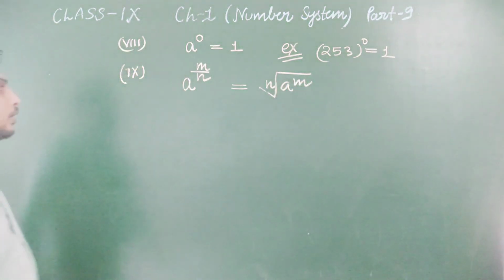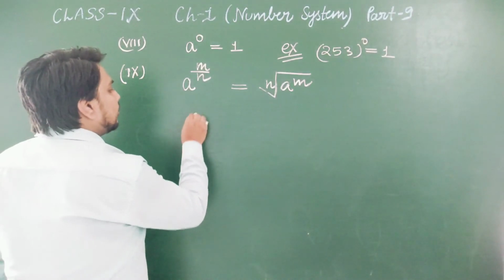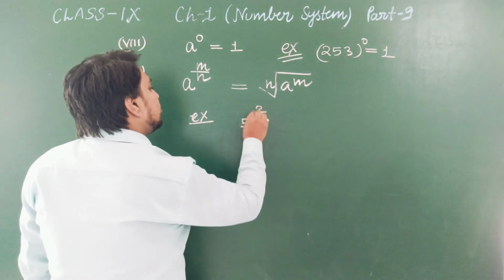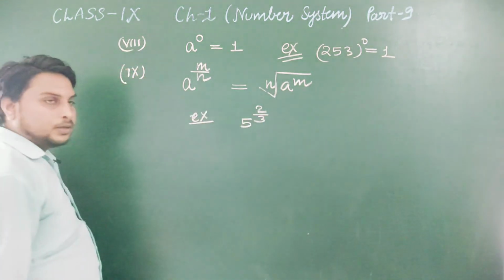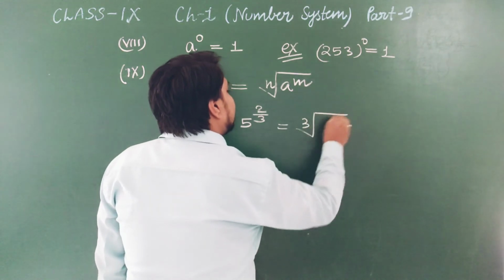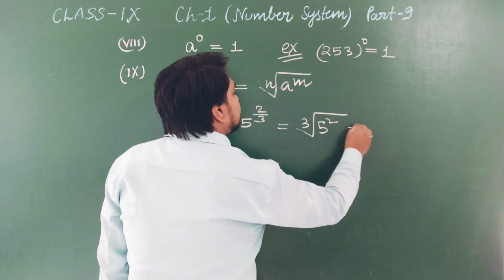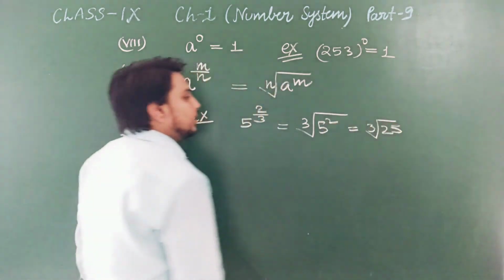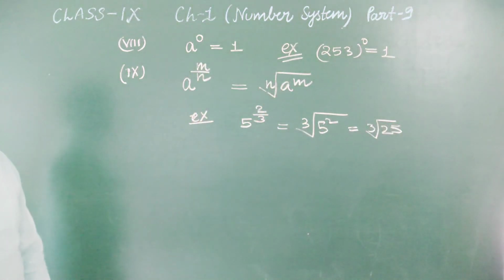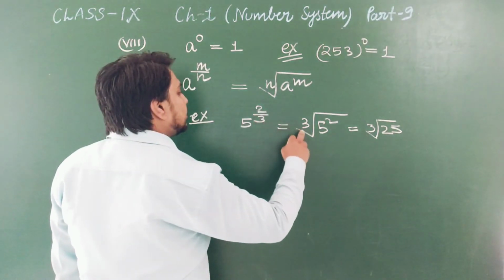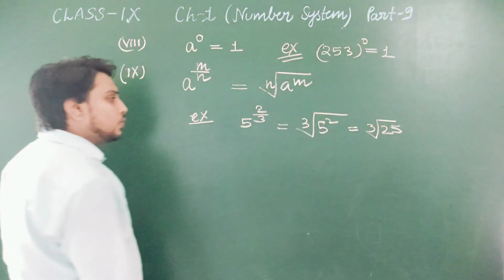For example, if there is written 5 to the power 2 upon 3, then how can you write it? You can write it as the cube root of 5 square, that is the cube root of 25. Okay, are you getting this? 5 to the power 2 by 3 is the third root of 5 square.